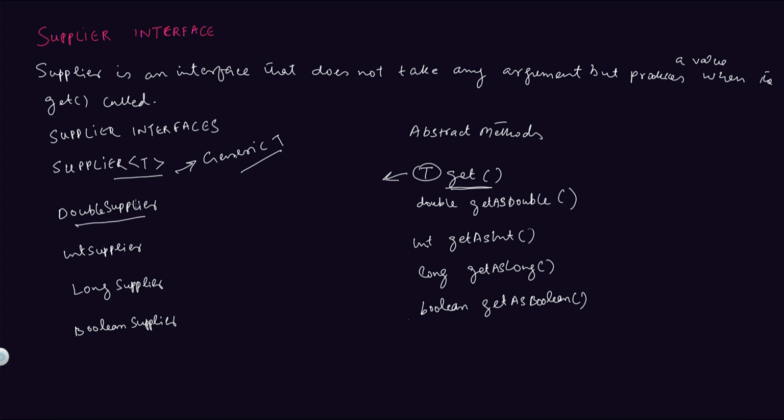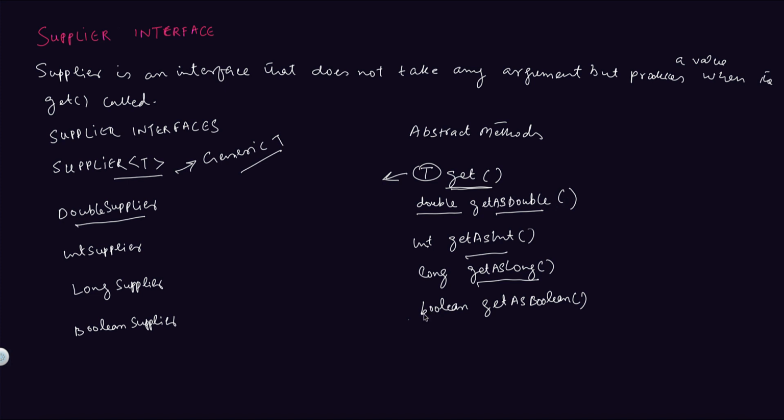And we also have DoubleSupplier, and it will be returning a double value when we invoke the function getAsDouble, and IntSupplier will produce an int value when we invoke the function getAsInt. Same here, getAsLong will produce a value of a long data type, and a similar case for boolean.